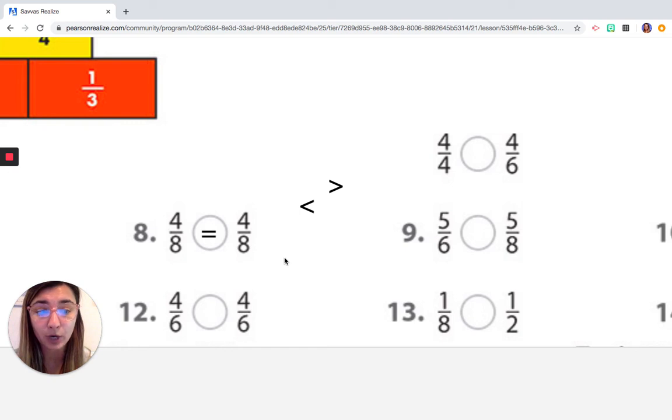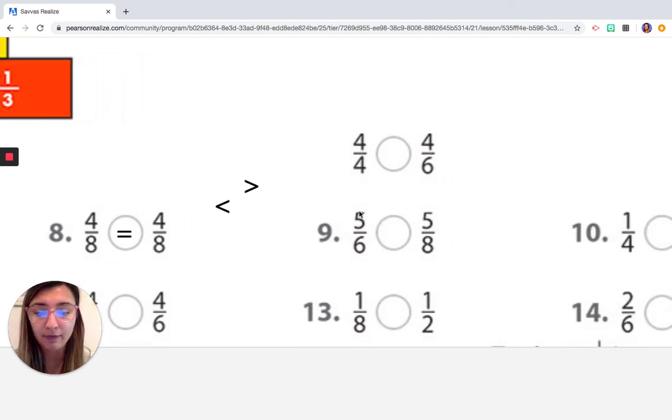Now looking at number 9, we have 5/6 and 5/8. I know that my alligator mouth needs to point to the denominator that is the smaller number. So I'm going to point it like this. 5/6 is greater than 5/8. The 5/6 will take up more of the whole than 5/8. So remember, always point your alligator mouth to the smaller denominator and you'll never be wrong.